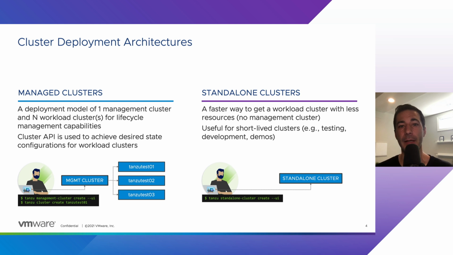Now, on the other side of this, we also have a newer type of architecture called standalone clusters. This is a faster way to get workload clusters up and running. These can run on any cloud. They can run on your own desktop, but there's no management cluster that's going to be needed. It's useful for things like short-lived demos, like maybe what we're going to do today. If you want to do any kind of immediate CI/CD testing locally, you can get that spun up, or you can just do it for any sort of development purposes.